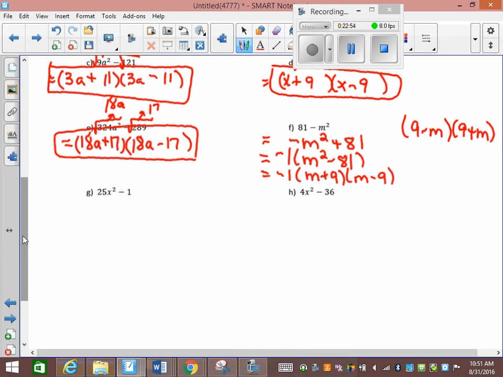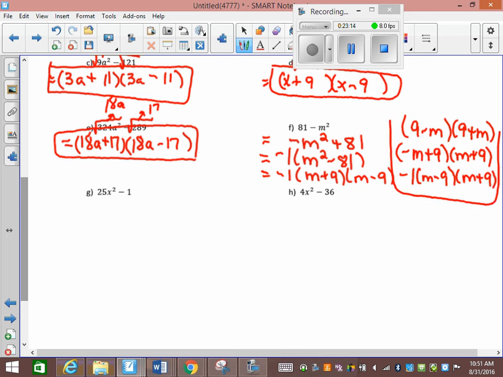But then I rewrite them. So I could go negative n, you can take the sign that's in front of it with it. Negative n plus 9, and this would be n plus 9. And then you could just take a negative 1 out of this bracket, and you get n minus 9, n plus 9. You could have done it that way as well. Both of these are correct.